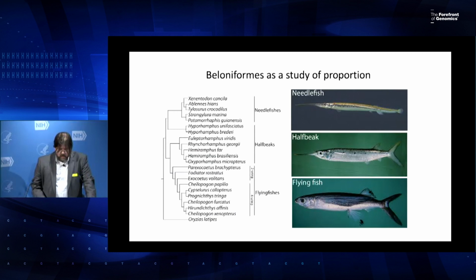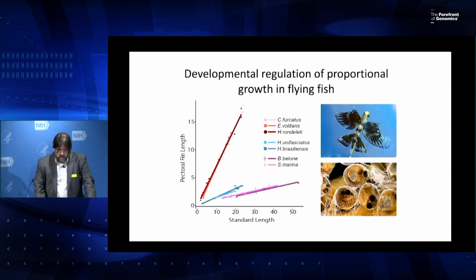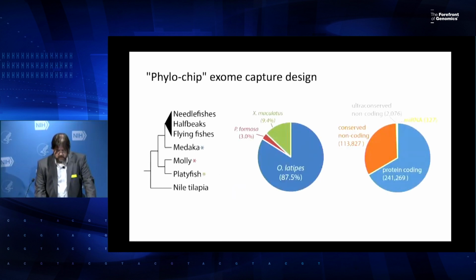So could we go to nature and ask questions about how proportion is regulated? We went to the group that includes flying fish, which is called beloniforms, which also has increased jaw length, which I'm going to talk about at the end. And we asked, can we parse out signals for this particular type of phenotype? The flying fish through beloniforms actually have a phyletic signal of allometry, in which the flying fishes themselves have a much higher allometric growth rate through development than do the half-beaks and needlefish. So there's an evolutionary signal for this growth.